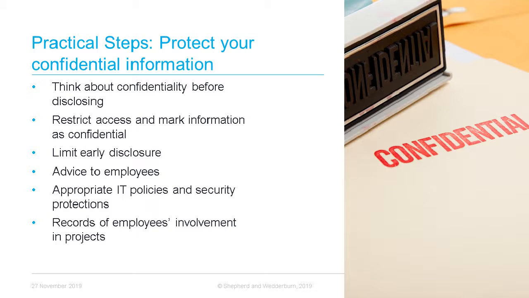The general steps to establish and maintain confidentiality include restricting access to confidential information and labelling truly confidential documents confidential. You should limit access to areas where confidential processes take place. Consider limiting early disclosure, so keep back information that is truly a trade secret until you reach an advanced stage of negotiations, and think about whether it's essential that it is disclosed at all.